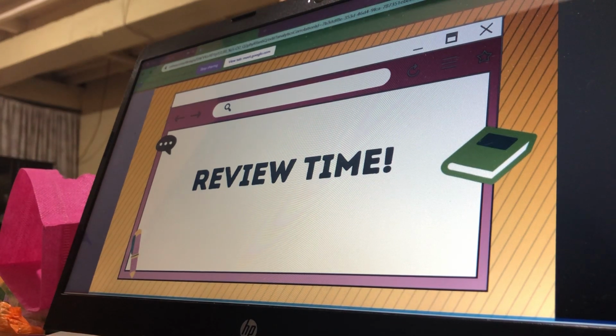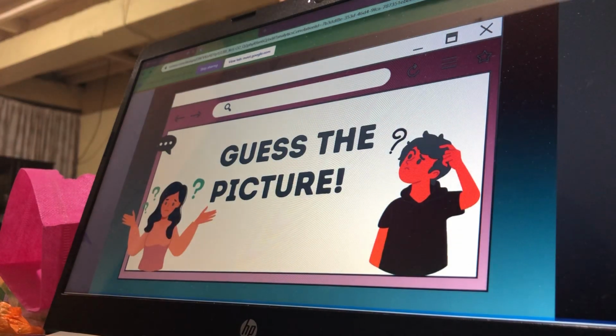Yes, sir. Our lesson yesterday was about the use of appropriate punctuation marks. Okay, very good, the appropriate use of punctuation marks. So before we start, I also have here a picture, and all you have to do is guess what is in the picture.